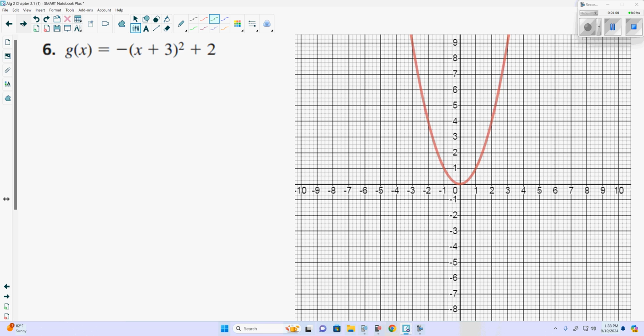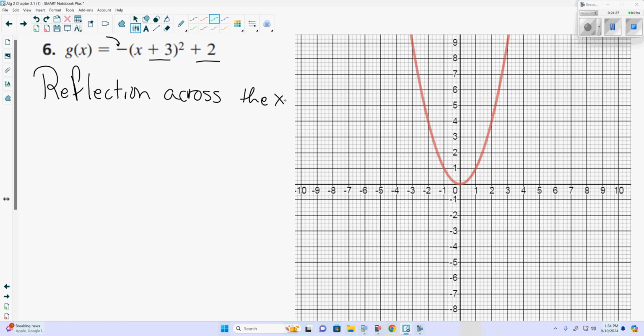How many transformations do we have here? 3. So what's one of the first ones you see? Yes. So here we do have the negative, and there is the plus 3 and plus 2, yes? Negative outside, negative being multiplied, is a reflection across the x-axis. Since it's a negative outside the parentheses, it's across the x-axis. If it was inside, it would be across the y.